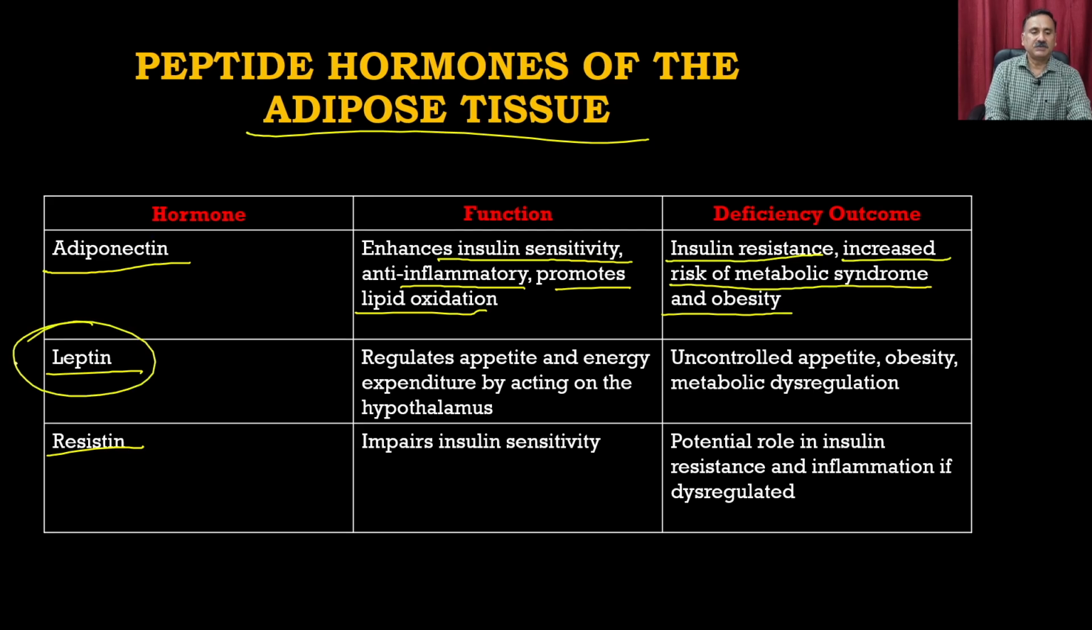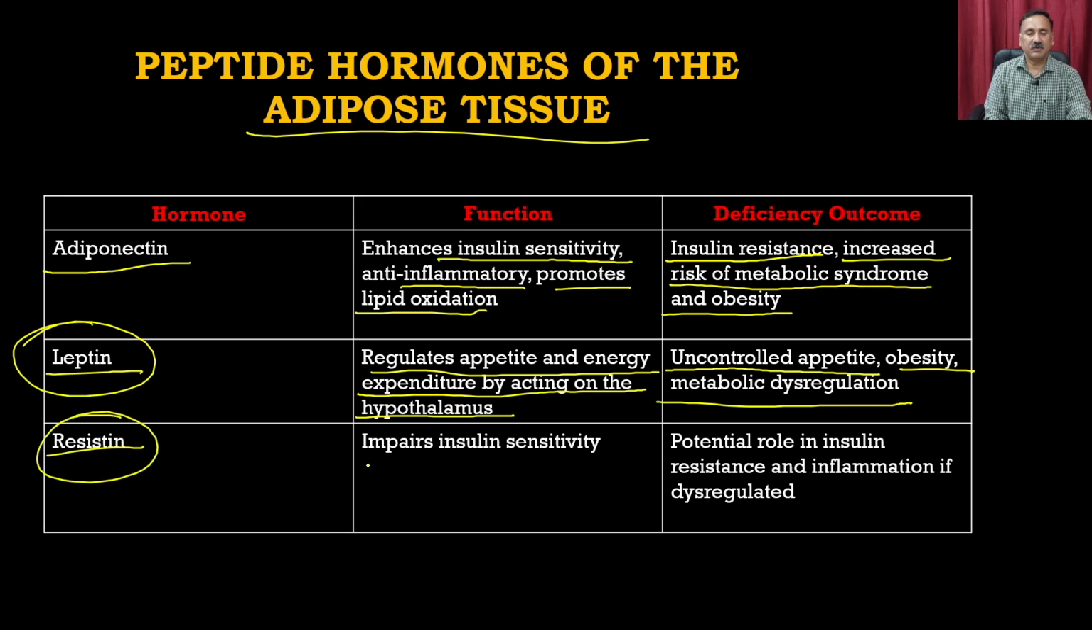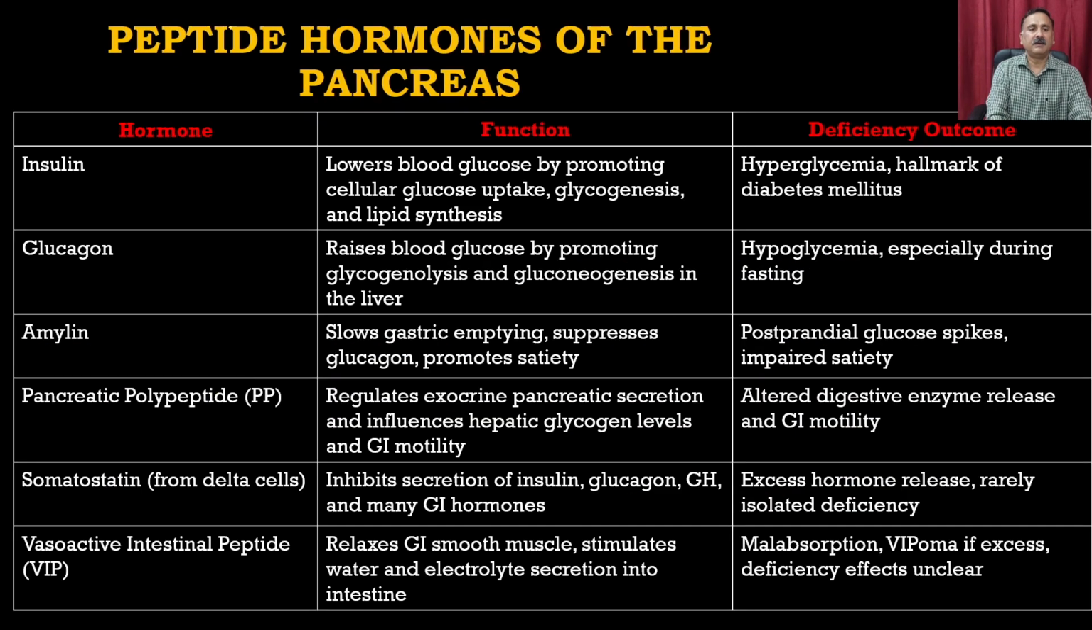Then we have the leptin. Leptin regulates the appetite and the energy expenditure by acting on the hypothalamus, and if there is a reduction, then it is going to cause uncontrolled appetite, obesity, and metabolic dysregulation. Then we have resistin. Resistin impairs the insulin sensitivity, and it has a potential role in insulin resistance and inflammation if dysregulated. Then we also have the peptide hormones from the pancreas.